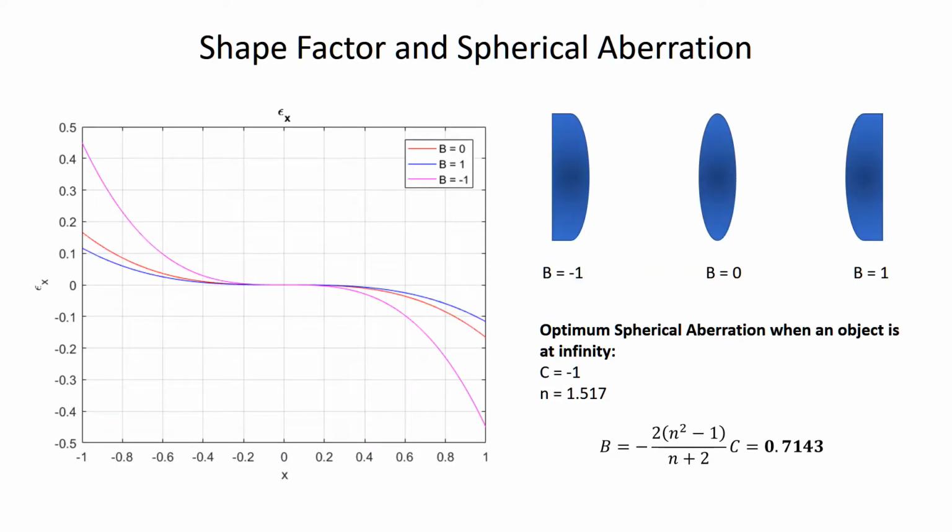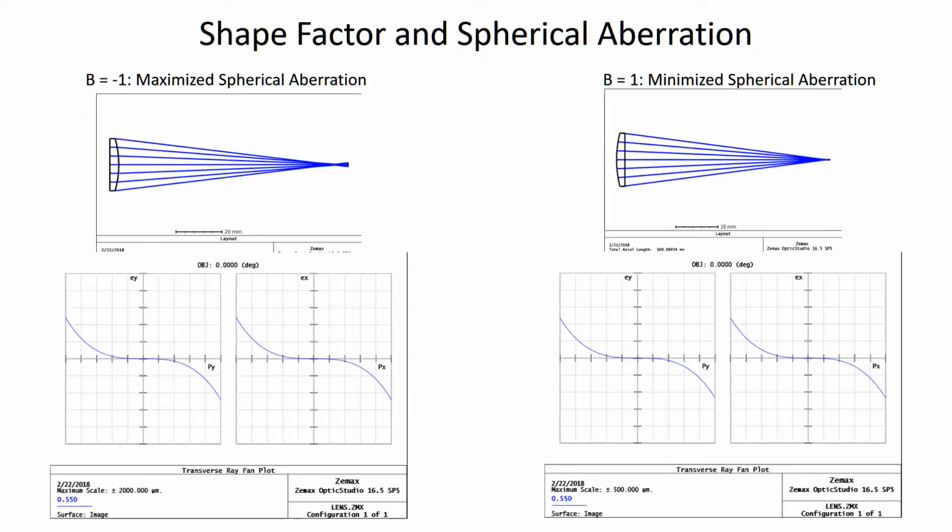In the graph shown, we can see how the transverse spherical aberration changes with respect to shape factor. For our purposes, we use a conjugate factor of -1 because we were imaging an object at infinity. We can see that when the shape factor is equal to -1, we get much worse aberration than if the shape factor was equal to 1. We also calculated the optimum shape factor for this configuration to be 0.7143.